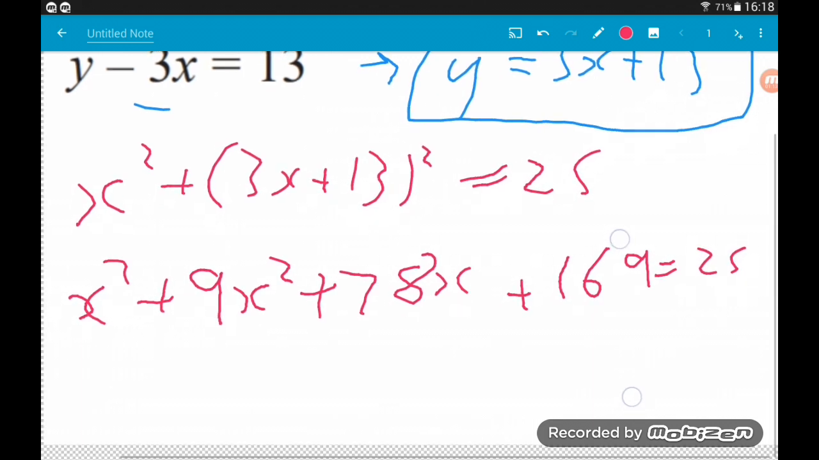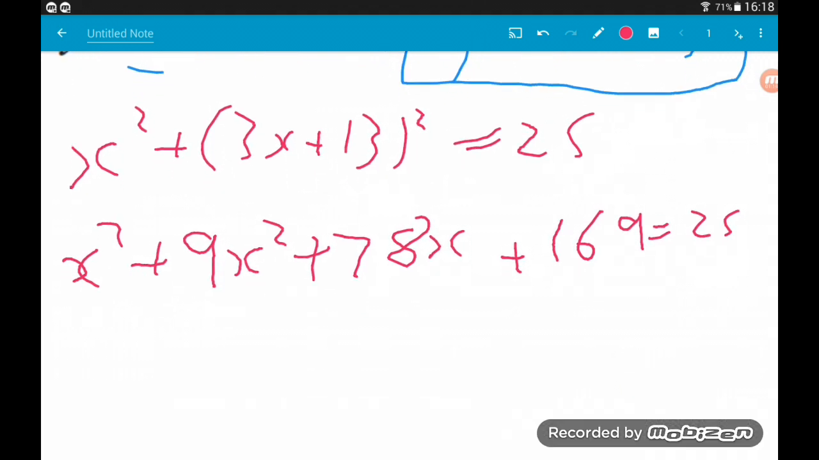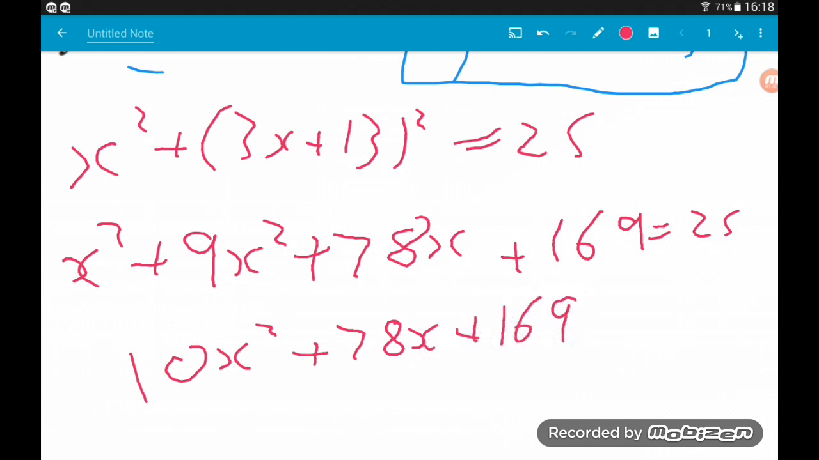Okay, next step, let's simplify. On the left hand side, there's not really much we can do. We can just combine the x squared terms. So x squared add 9x squared, it's going to give us 10x squared plus 78x plus 169, and that's all equal to 25.